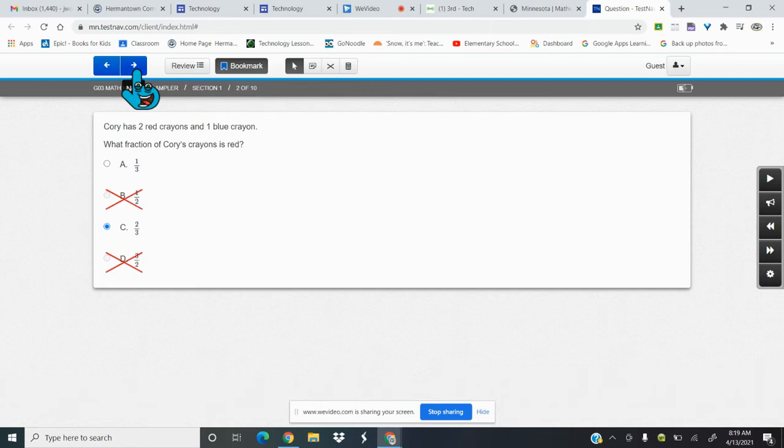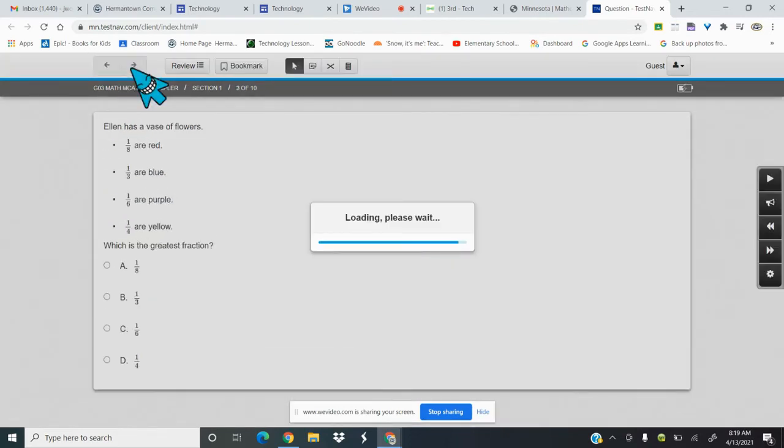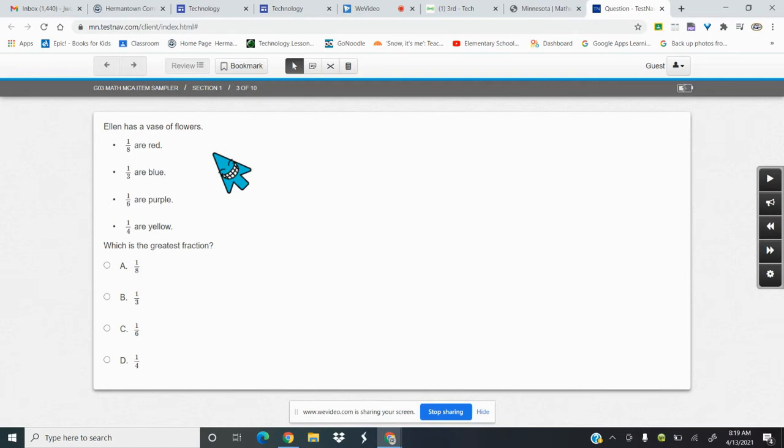Now notice you can go forward and backward. If I want to go backward to the first question or a previous question, I could. Okay, now that this one is answered, it'll allow me to go forward to the next question. Another fraction question. Let's go ahead and listen to it.